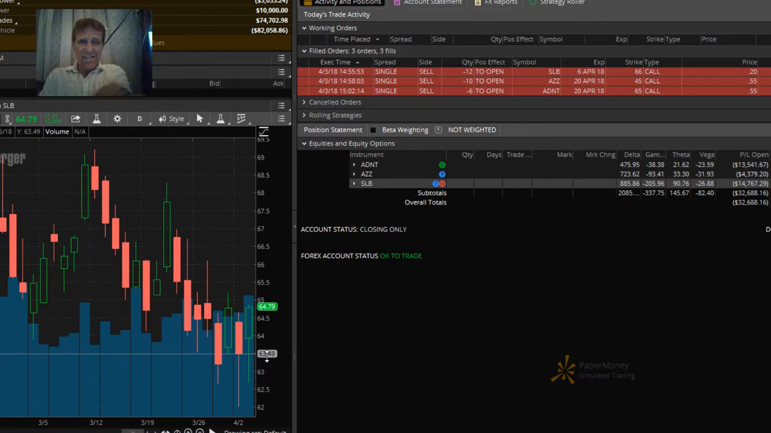So as long as this thing, SLB right here, stays at 66 or under, we're going to continue to keep the stock until it actually hits our exit price. Exit price is what we paid for it, because we want to collect the dividends and we want to collect the premiums from the options. So that's where we are with that.